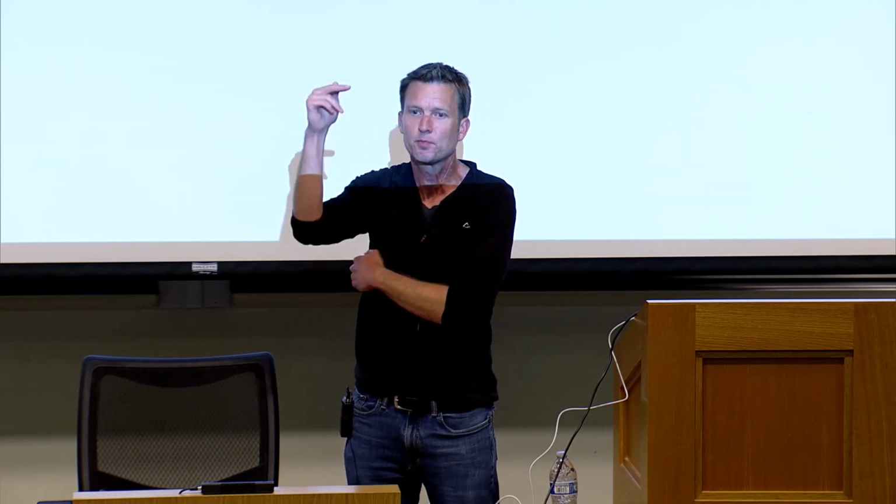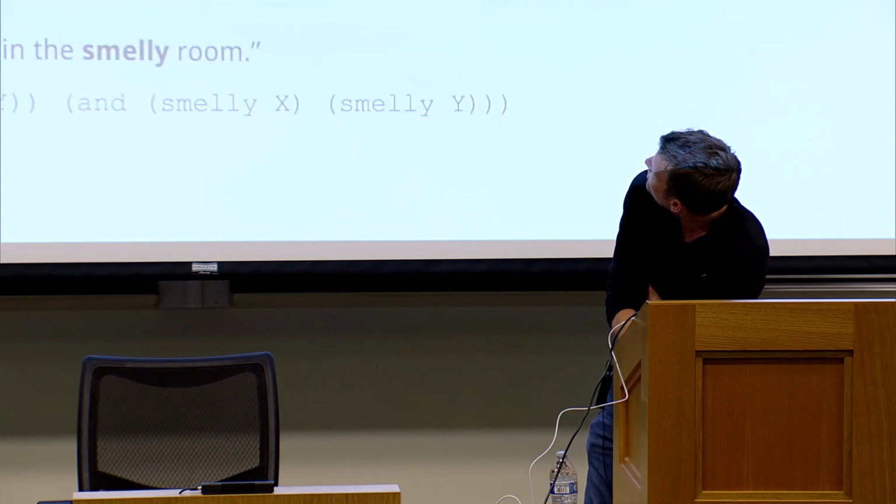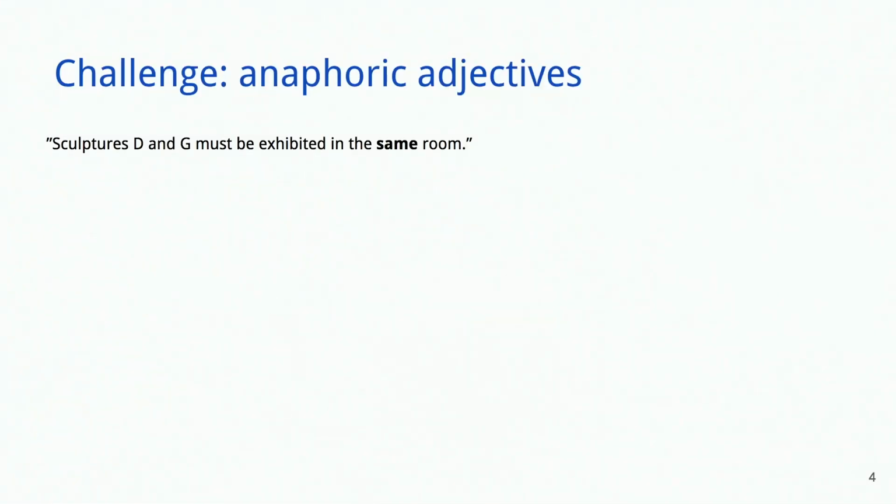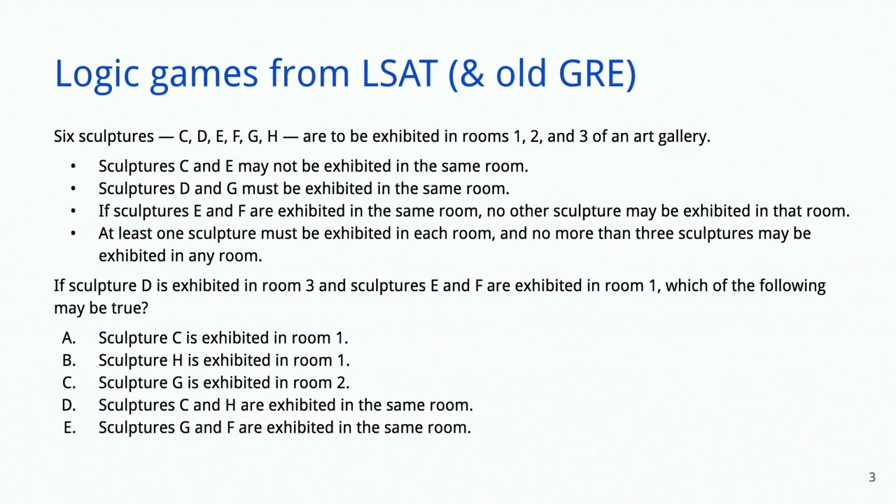There's nothing in the problem itself. Let me go back to that problem. There's nothing in the problem that says a sculpture can only be in one place at one time. There's nothing that says a sculpture can't be in two rooms at the same time. But if you just map this into first order logic and then give it to a theorem prover, the theorem prover will happily put one sculpture in two different rooms, because that's common sense knowledge, that a sculpture can't be in two different places at the same time.